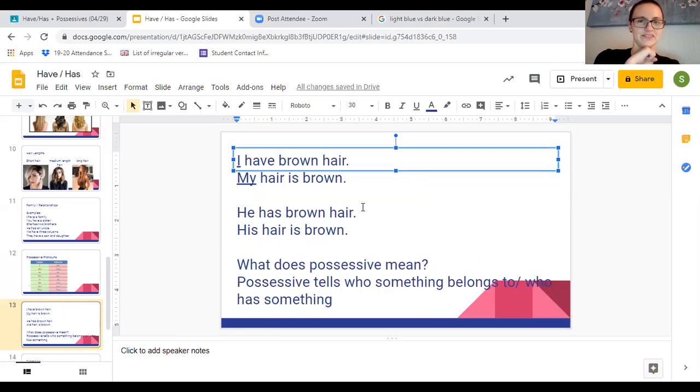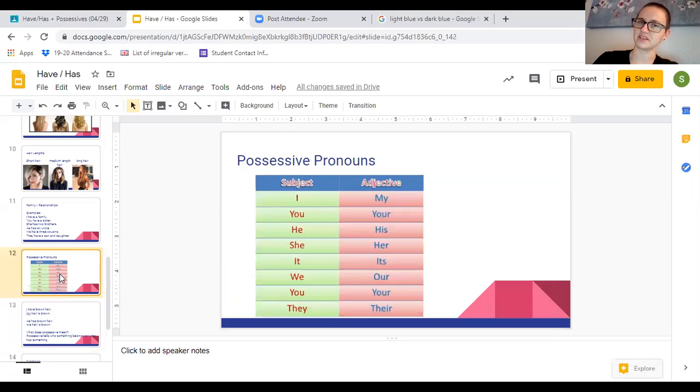So there's two ways that we can say these things to tell who possesses something, who has something. And again, part of the job of have, has, is to tell who something belongs to. So I have brown hair. I'm talking about my hair. But I could also say my, right? And you know the hair belongs to me. Just like if I say I have brown hair, you know in that sentence the hair belongs to me as well. So our possessive pronouns.